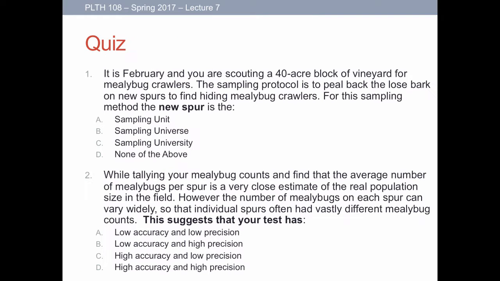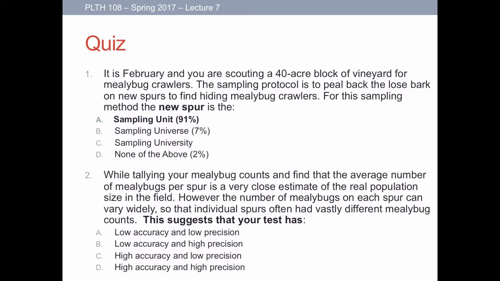So speaking of the quiz, this was it. As far as question 1 was concerned, we asked you about sampling a vineyard for mealybug crawlers, where the particular protocol was that you looked at individual spurs under the bark to count the mealybugs. And so we asked what the spur was. The spur is which of these? The unit, the university, or none of the above? Right, it is the unit.